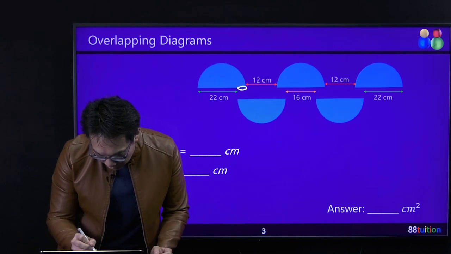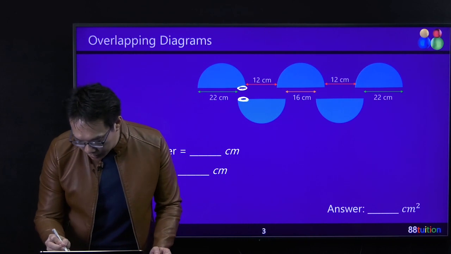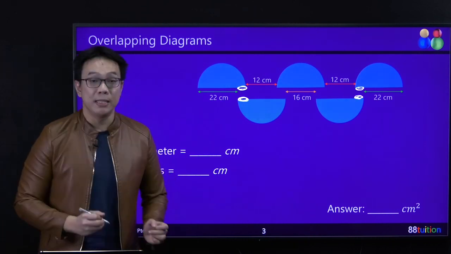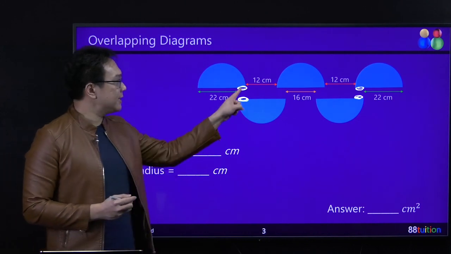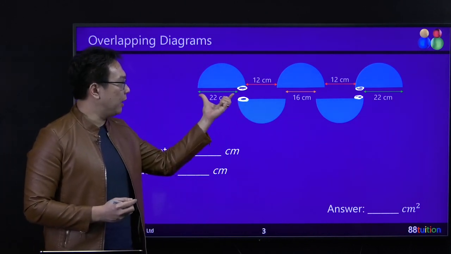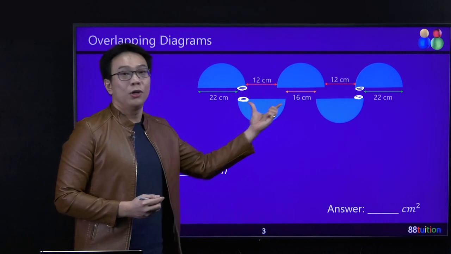This white color portion and this white color portion. Can I say that they're of the same length? Yes. And this white color portion here and this white color portion here, can I say that they are of the same length? Yes. Alright. So down here, same. If down here is 22, down here will be 22.